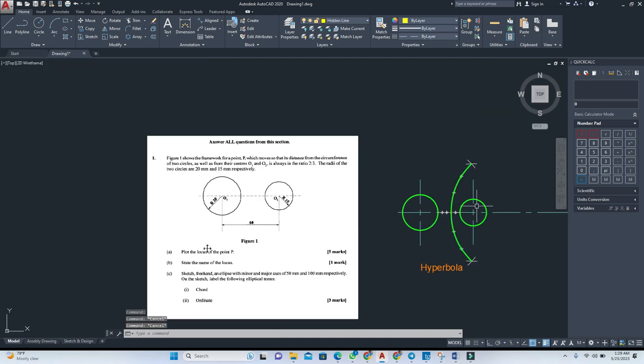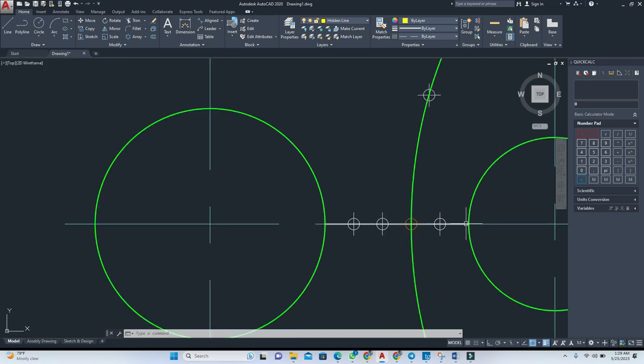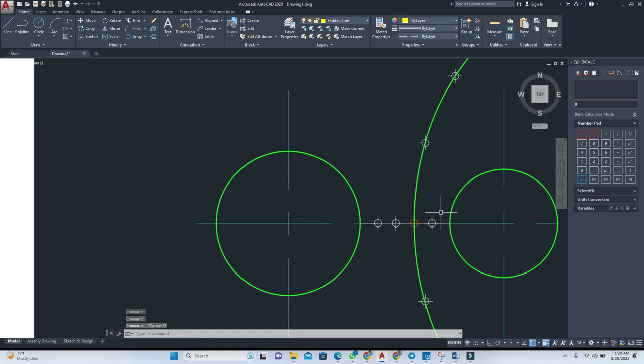Alright, the next thing I did was to identify where P will be when it is on the horizontal plane, directly between the two circles, and that ended up being the second point, because the ratio is 1 to 2, so this one is 1, this one is 2. Here I didn't put the labels.